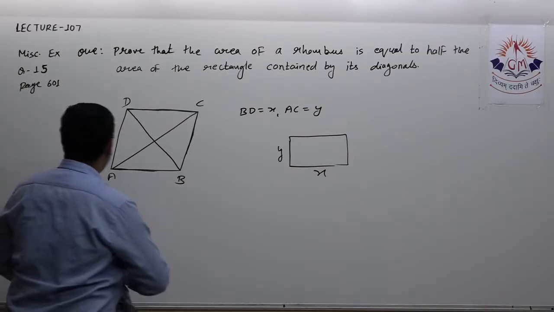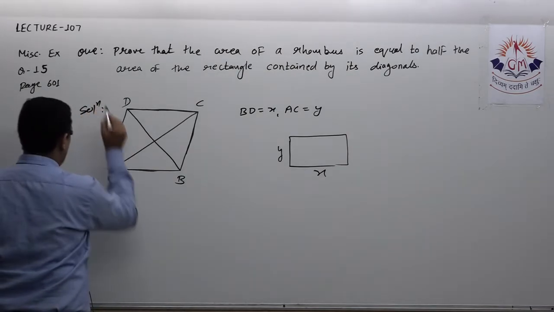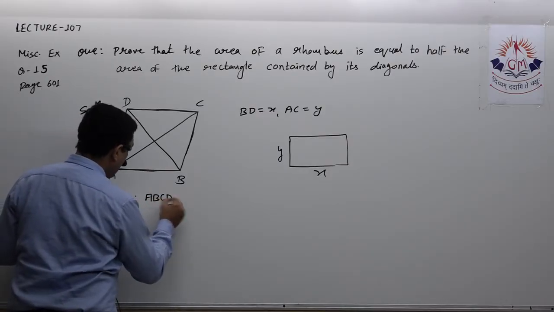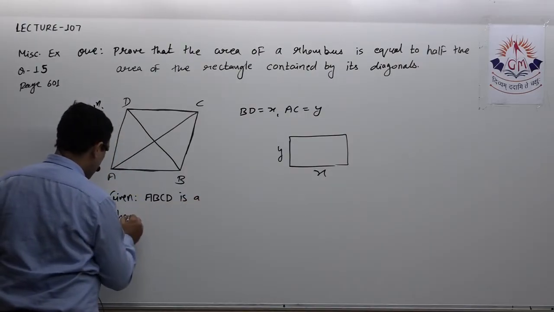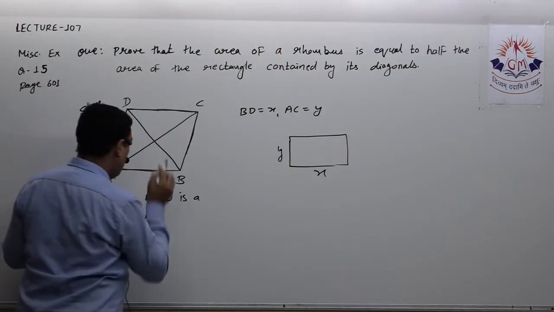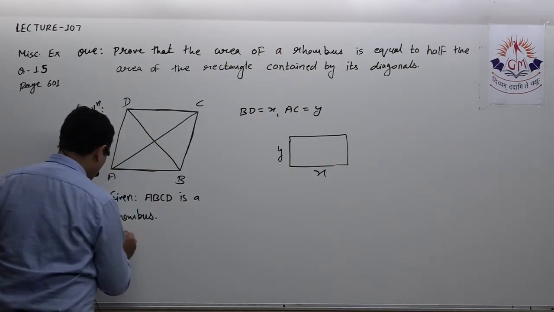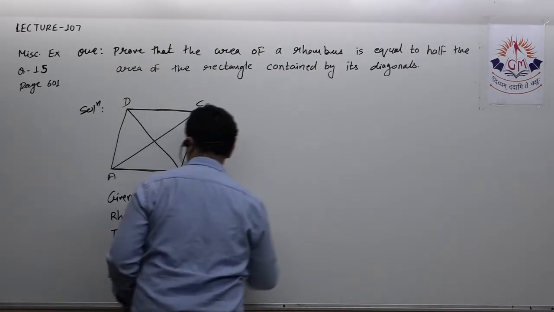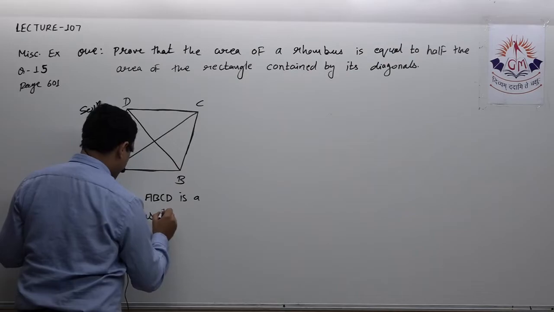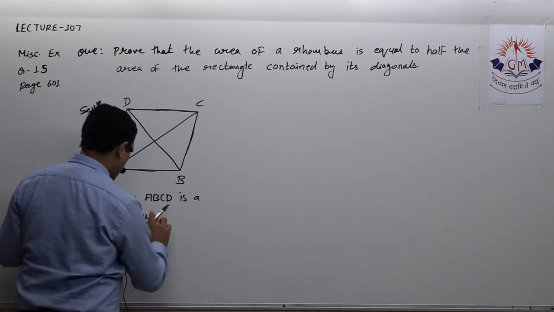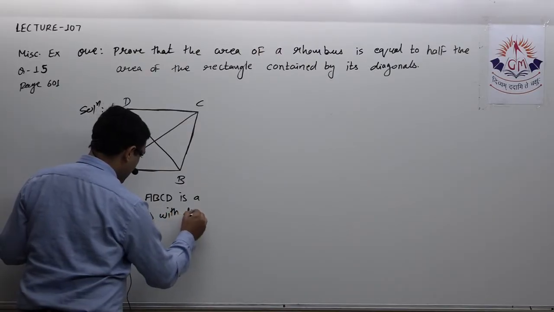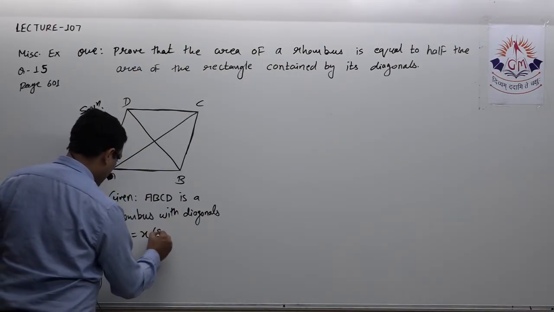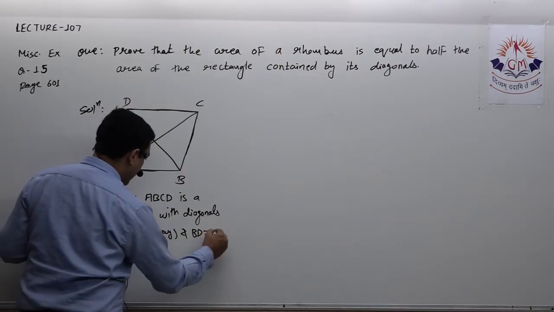So let us see how to prove it. What we have given: ABCD is a rhombus with diagonals AC equal to X say and BD equal to Y say.